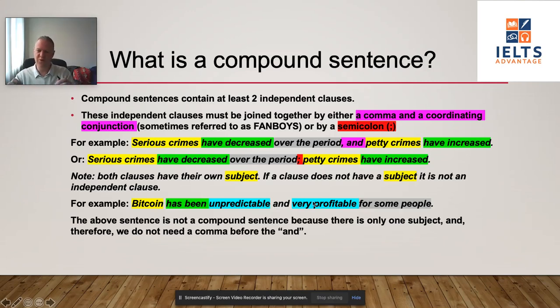So when you're joining together independent clauses, we need a comma and a coordinating conjunction. But if you're joining together two clauses and the second clause or the first clause is not an independent clause, there's no comma. So here we see there's no comma before the and. So as I said here, the above sentence is not a compound sentence. There is only one subject, and therefore we do not need a comma before the and.